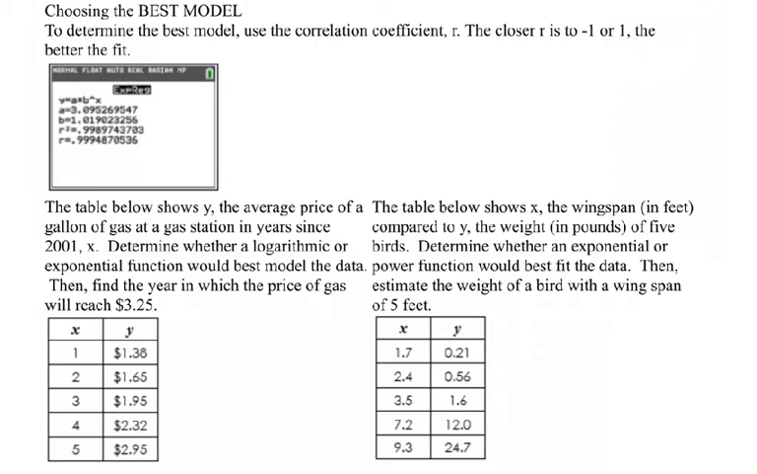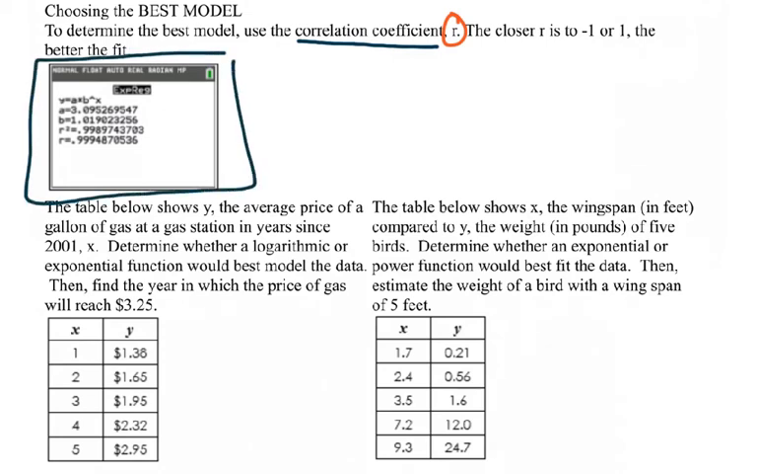Alright, so let's look at choosing the best model. So sometimes they're not going to tell you what model is best. So to determine the model of best fit, we're going to use something called the correlation coefficient, which is represented by the letter R. The closer R is to -1 or 1, the better the fit. So when you do this and it gives you a model, like a little window like this, when you look at R down here, the closer it is to 1 or -1, then the better the fit. So this would be a pretty good fit model.